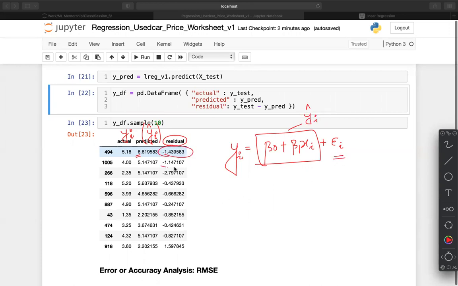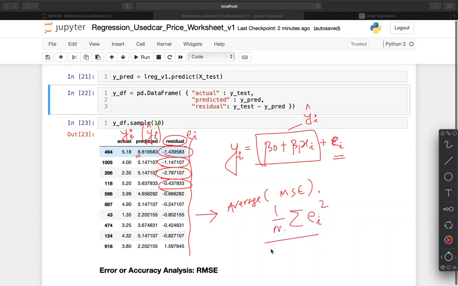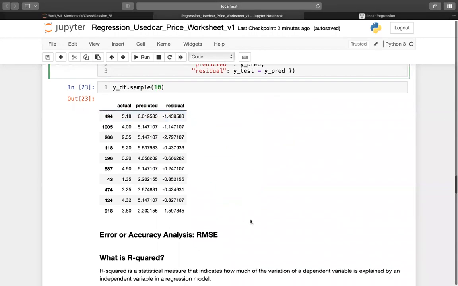Of course, we cannot look at individual errors. We will take an average of them. It's nothing but my MSE, if you remember. So we'll take all these ei, ei square, 1 by n. Because some are positive, some are negative, we'll take the square value of it, and this is basically called your MSE. So let's look at MSE.